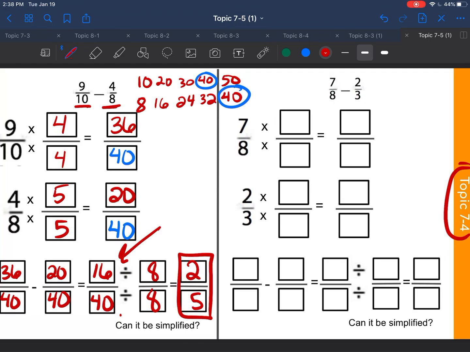The first 5 multiples of 8, again, 8, 16, 24, 32, 40. First 5 multiples of 3, 3, 6, 9, 12, and 16. Oh, not 16, I'm sorry, 15. Okay, do they have a common multiple? Nope, so you have to keep going.